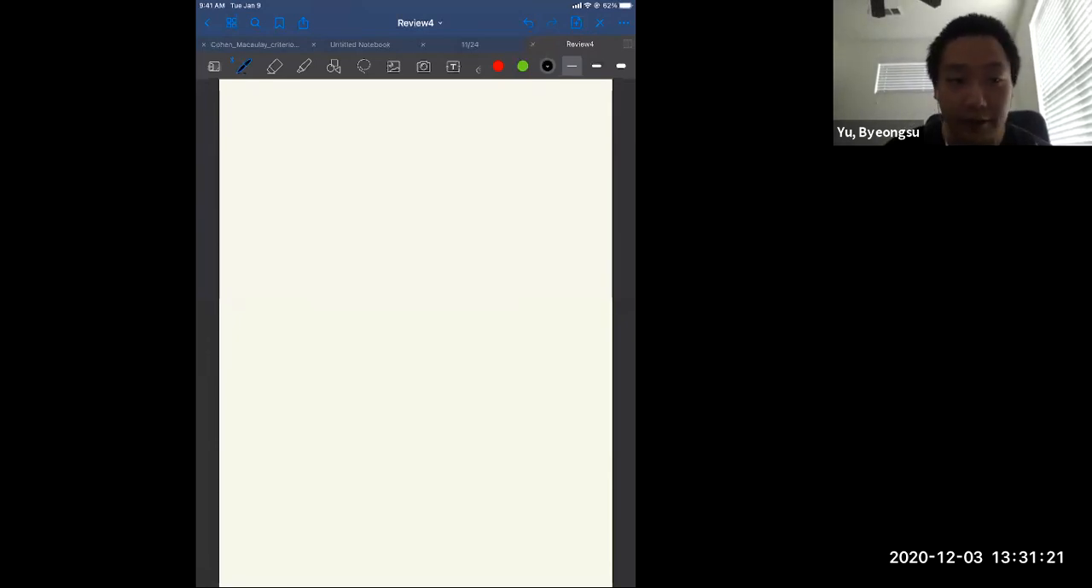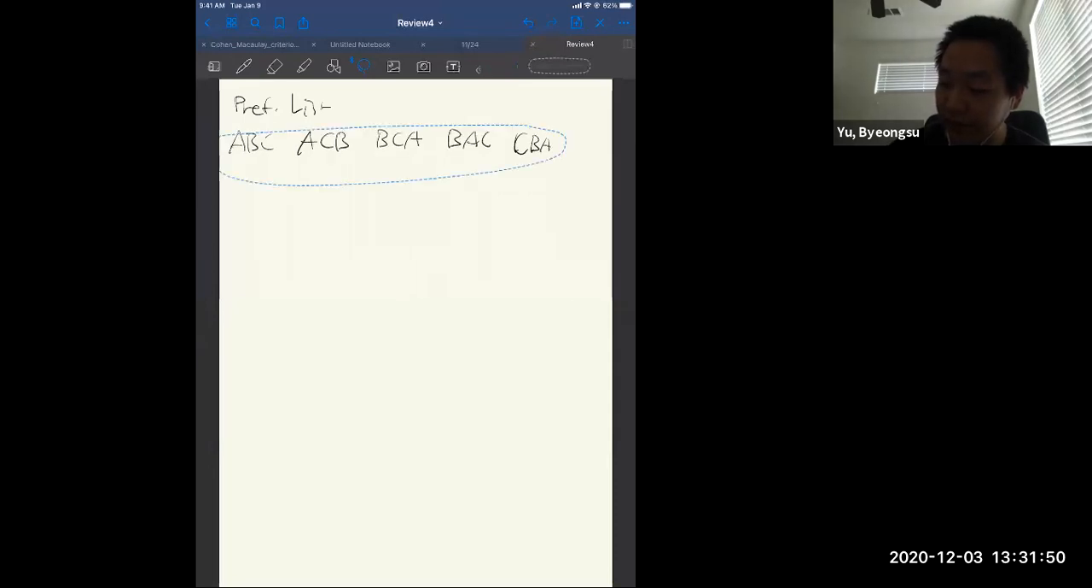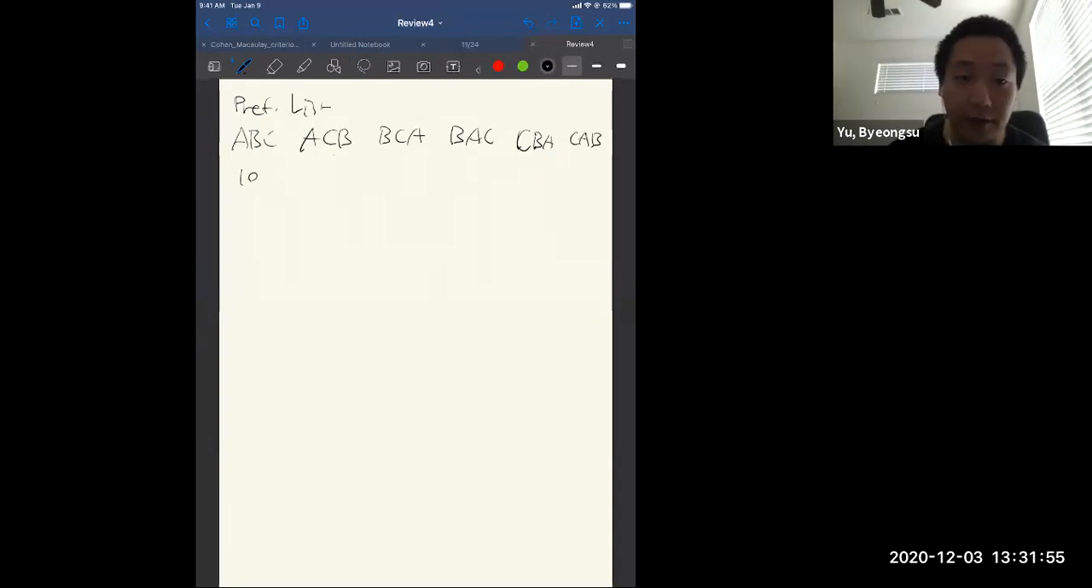So in number one we have preference lists: A, B, C; A, C, B; B, C, A; B, A, C; C, B, A; and C, A, B. Each one has 10, 1, 5, 3, 8, and 2 ballots.